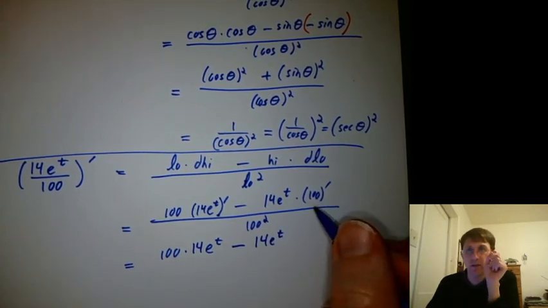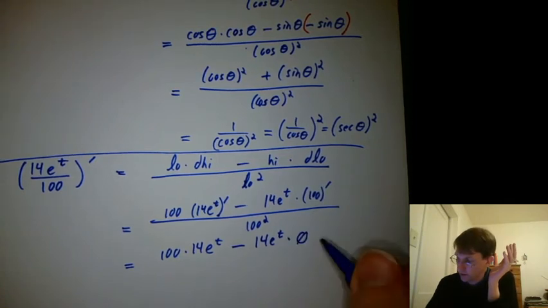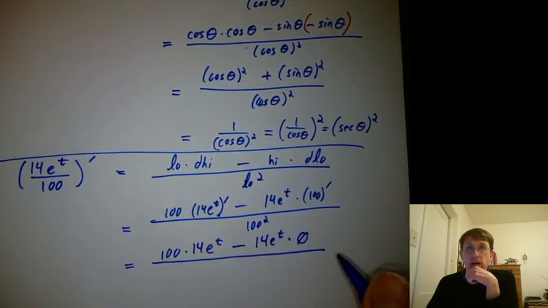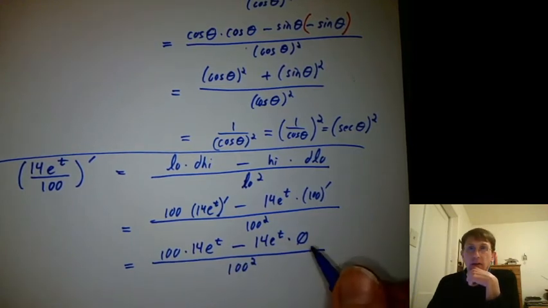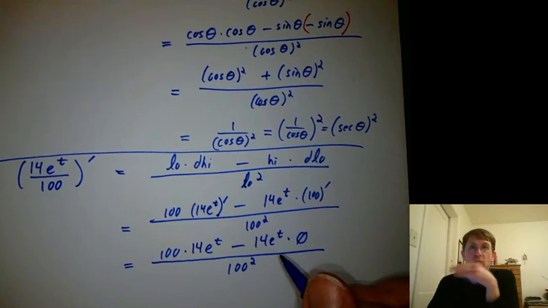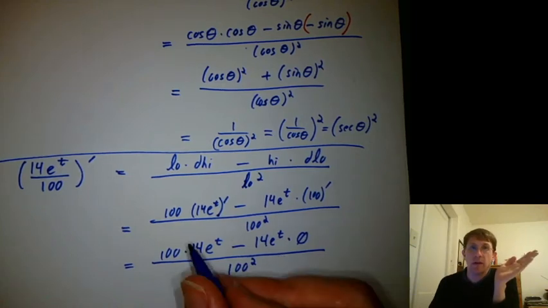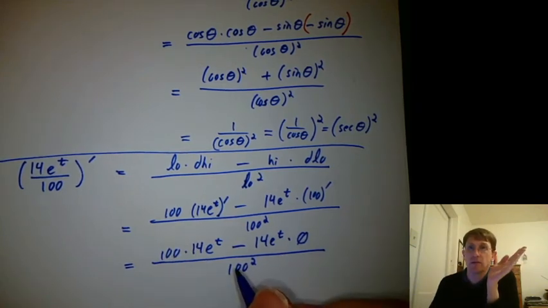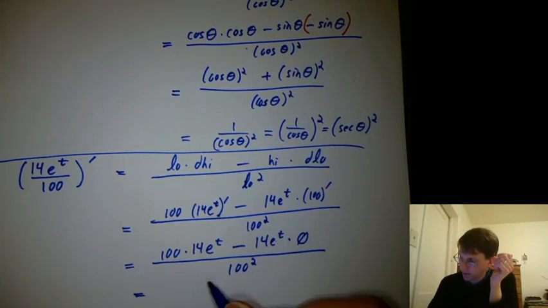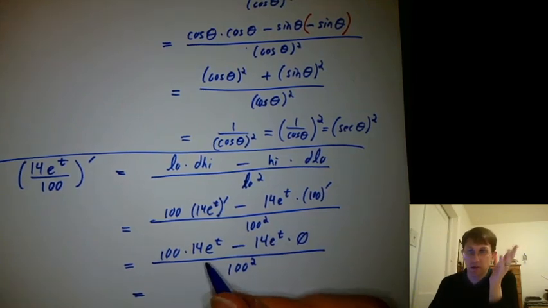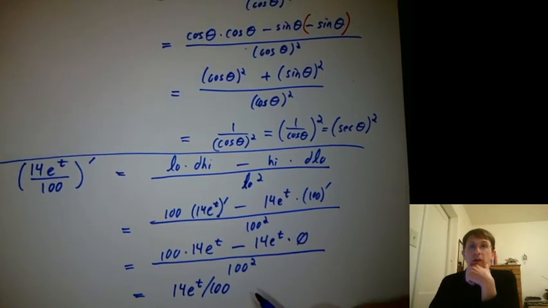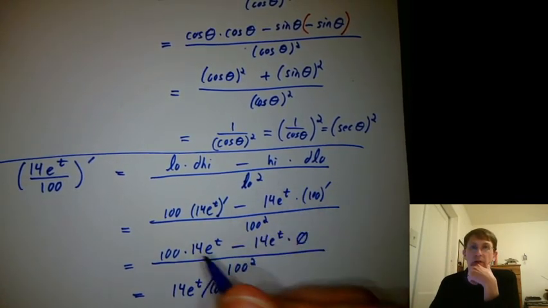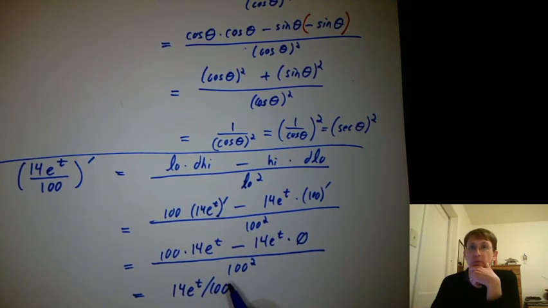And what's the derivative of 100? It's 0. 100 is a constant, so I get times 0. And then divide by 100 squared. And what's happening here? That second term just went away entirely. And well, I have 100 over 100 squared. I can simplify that. I kind of cross out the squared and cross out the 100, and I just get 14 e to the t over 100. So all that quotient rule stuff, I got something fairly simple.